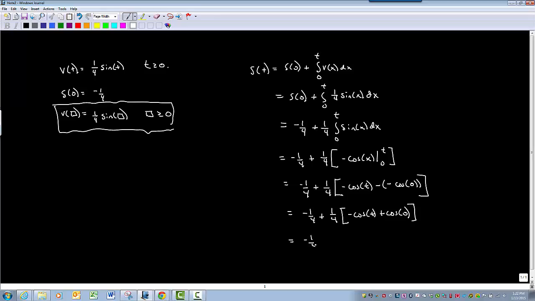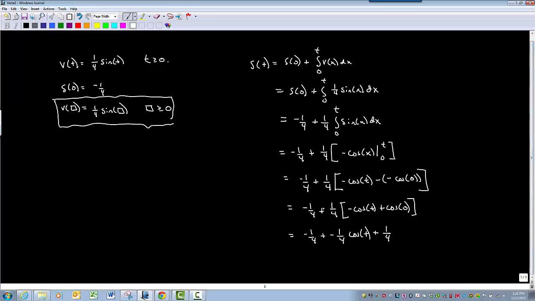So this will be negative 1/4 plus negative 1/4 cosine t plus 1/4, like that. Right, because I got 1/4 times, this guy right here is 1. So negative 1/4 and positive 1/4 go away, and I have negative 1/4 cosine t. That is the position of the weight on the spring at any time t.